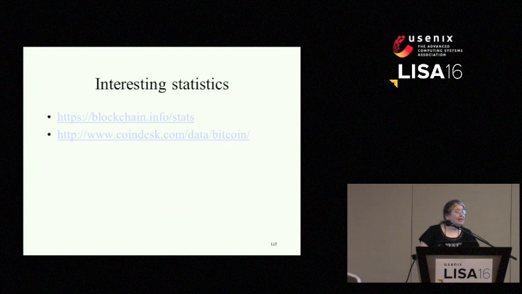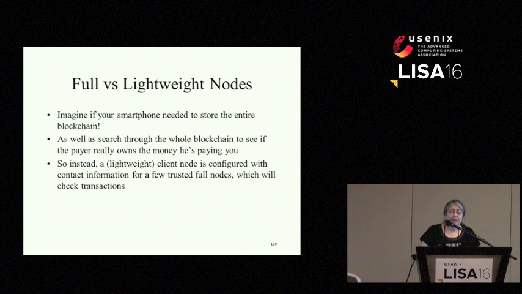So, interesting statistics. There are various websites that you can go to that say how many miners there are and so forth. Now, full versus lightweight nodes. The ledger, the blockchain, is currently like 75 gigs. I have it on a next slide. Imagine if your smartphone, in order to accept Bitcoin and see whether it's a valid thing, had to look through the whole history. Imagine if you had to store it. So instead, it changed into lightweight nodes and full nodes.